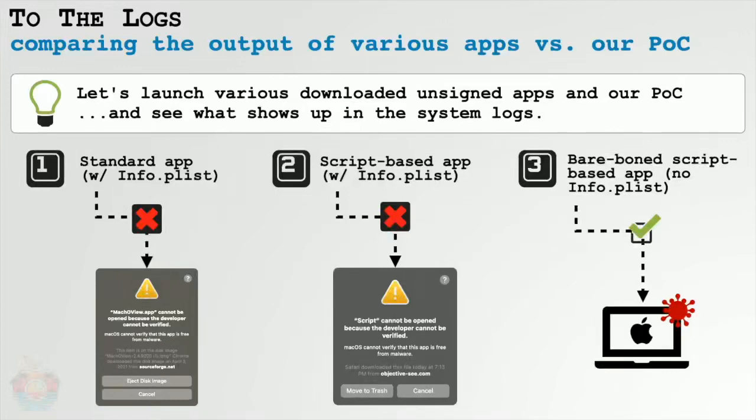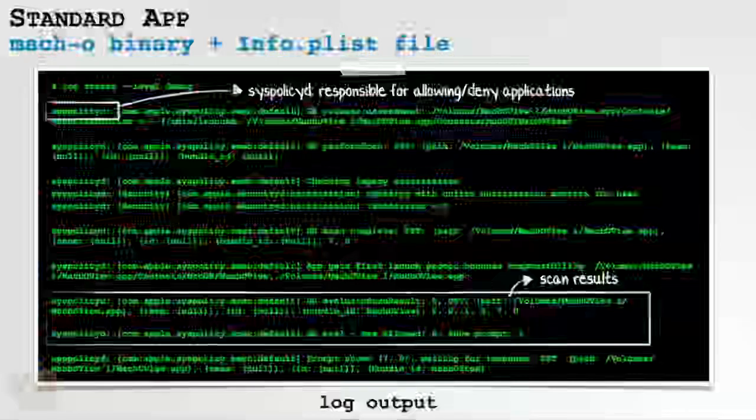So the 3 applications we have, again, they're all unsigned, all from the internet. The first is a standard Mach-O executable application. And when we run it, as expected, it's blocked because it's unsigned and unnotarized. The second application was an application bundle that had an Info.plist file, so a standard application, but its executable component was a script. Also, when we run this, as expected, it was blocked. The third one was then the proof of concept application from Cedric, which is this bare-boned application missing the Info.plist file and whose executable component is a script. And as we can see, this was allowed.